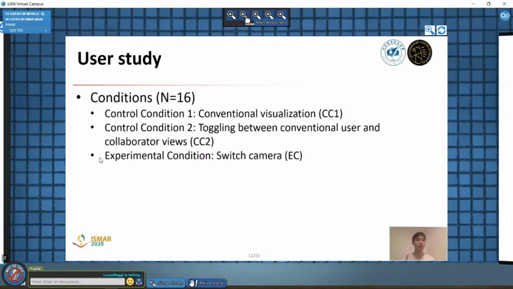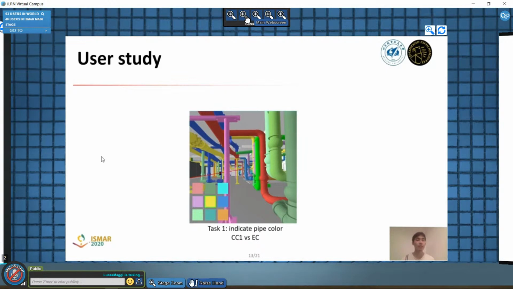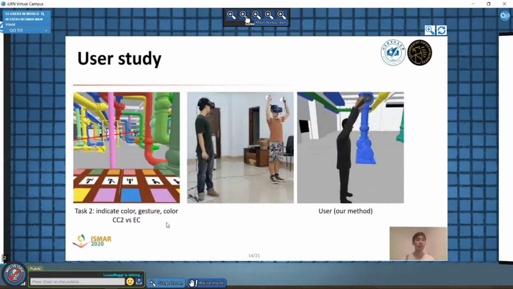In the experimental condition, the participants use our view splicing visualization based on the switch camera. There were three tasks. For the first task, the collaborator pointed to a pipe in the virtual factory scenes, and the user had to indicate the color of the pipe to which the collaborator is pointing. The hypothesis was that the user can do this more easily with the switch camera visualization that shows the laser dot from the current user viewpoint.